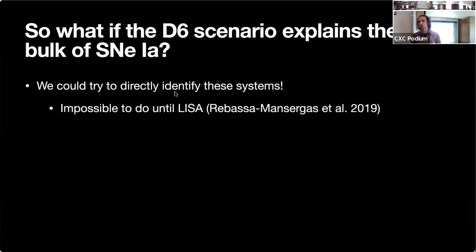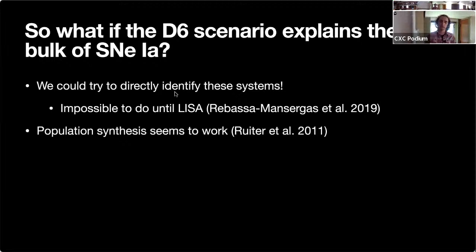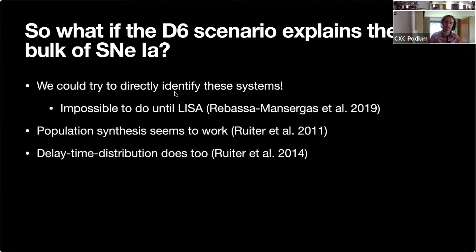These double white dwarf systems are just not luminous enough with our current observing capabilities and the volume that we can probe. You cannot detect these systems. A recent paper showed that you have roughly a 0.1% chance of observing these things with our current observing capabilities. You can do population synthesis work and delay time distribution work as well to try to figure out whether these things give you the right rates for type 1As and in the right timescales.